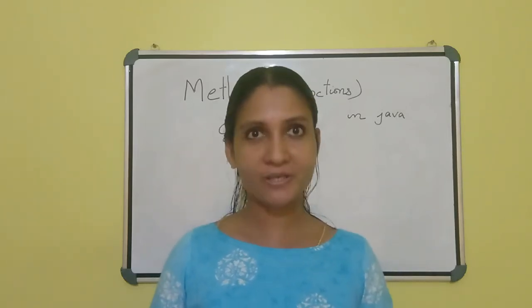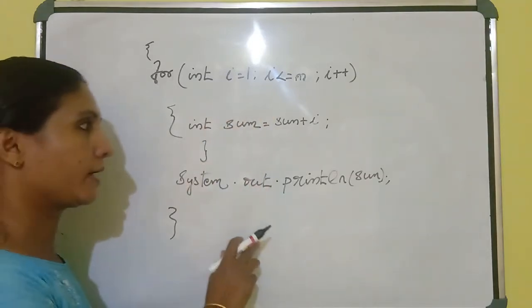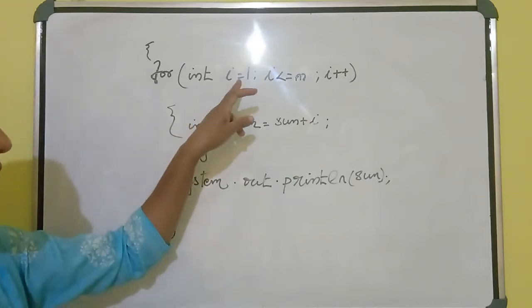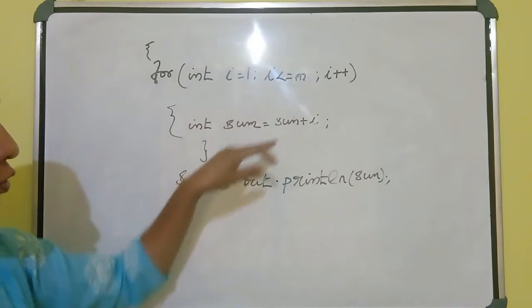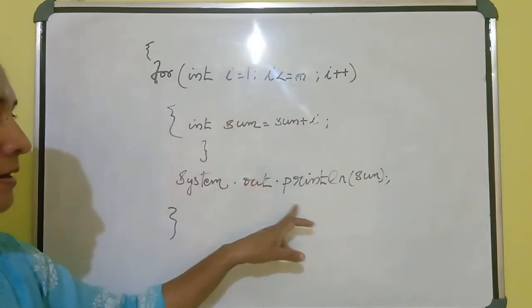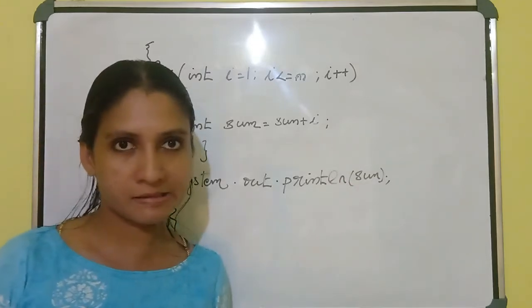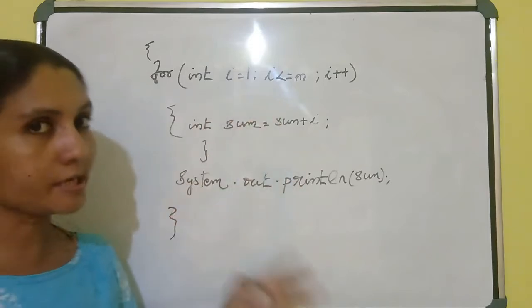Please look at the board. Here there is a program. It is used to calculate the addition of 1 to m numbers. I used one for loop to calculate this, and sum is equal to sum plus i, and System.out at last we will get the final answer, the addition of these numbers. That is not important. I had given some statements.